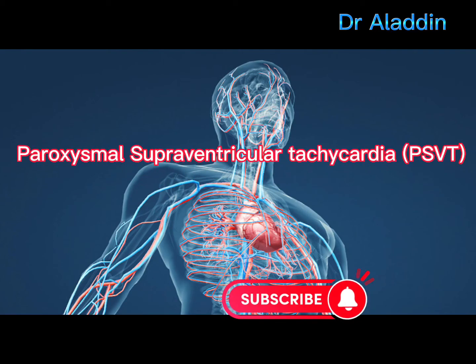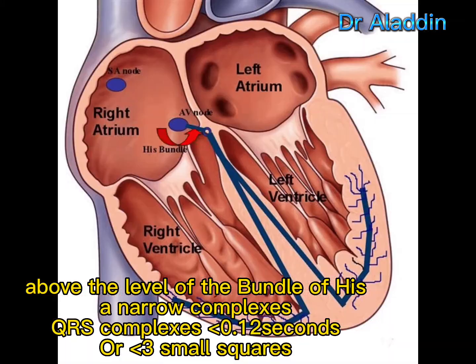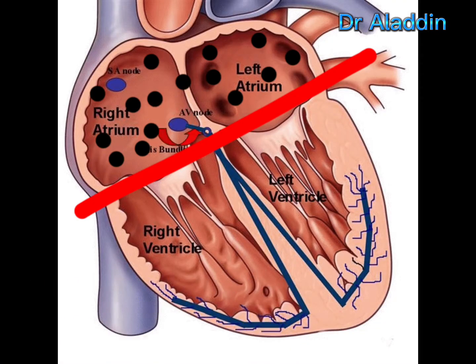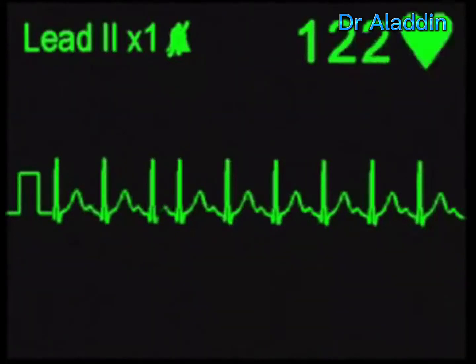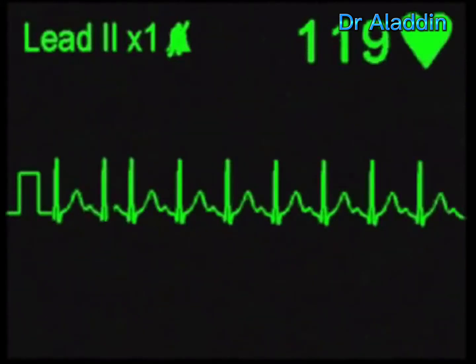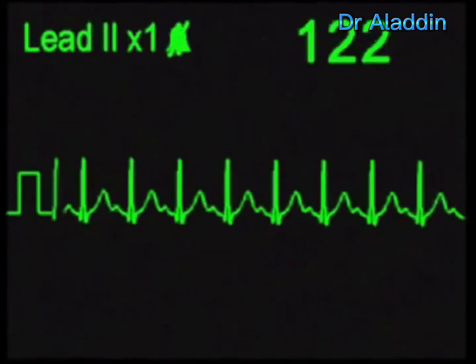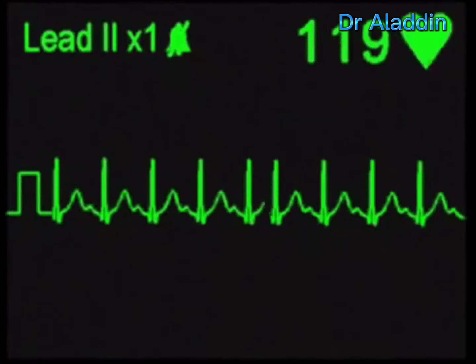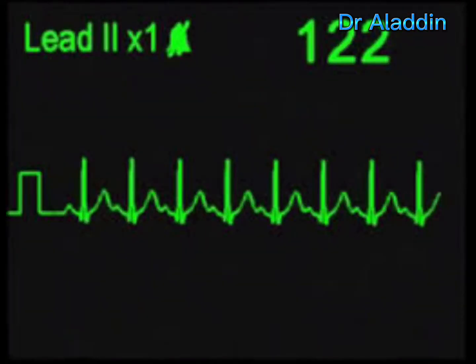Paroxysmal supraventricular tachycardia (PSVT). Generally, the term supraventricular tachycardia (SVT) describes any tachyarrhythmia that arises from above the level of the bundle of His, which typically causes a narrow complex tachycardia. This means the duration of QRS complexes is less than 0.12 seconds, or less than 3 small squares. There are many types of supraventricular tachycardia, and they may be regular or irregular supraventricular tachyarrhythmias.